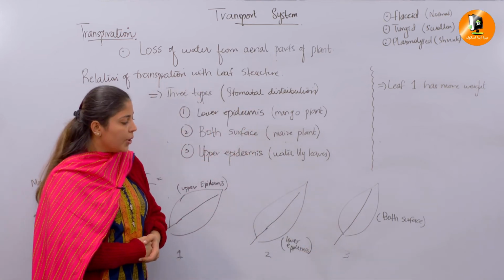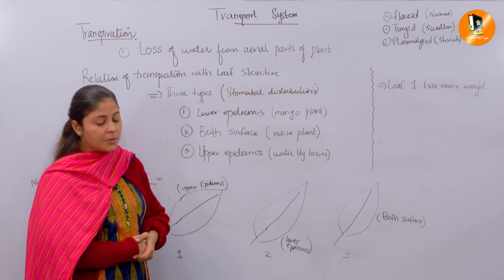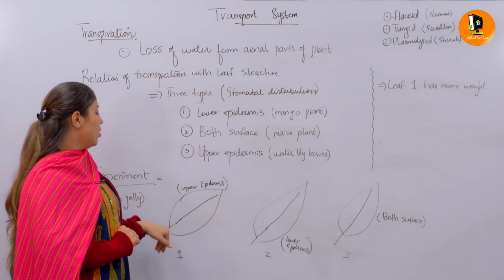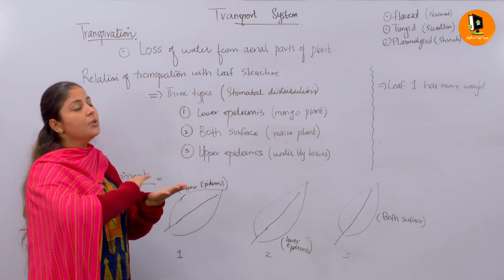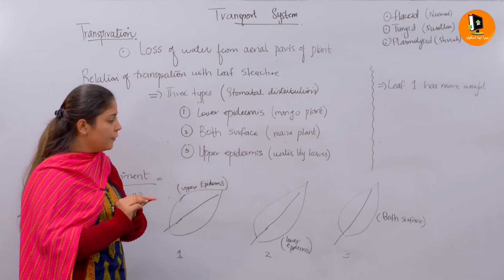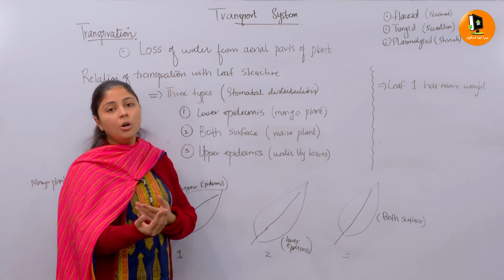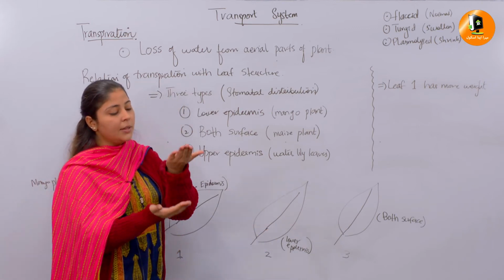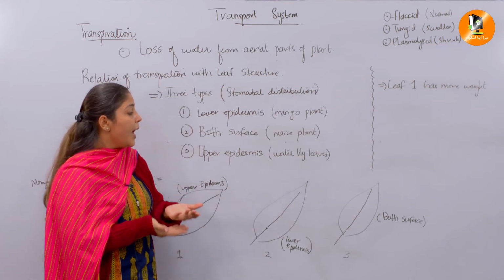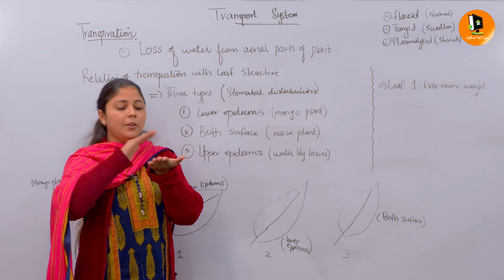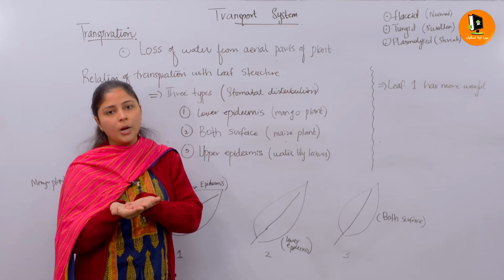Again I am repeating this: you are applying the petroleum jelly on the upper epidermis, or the upper surface of the leaf, in leaf 1. In leaf 2, you are applying it on the lower epidermis, just under the leaf, this side of the leaf. And in leaf 3, you are applying it on both sides of the leaf, upper epidermis and lower epidermis.